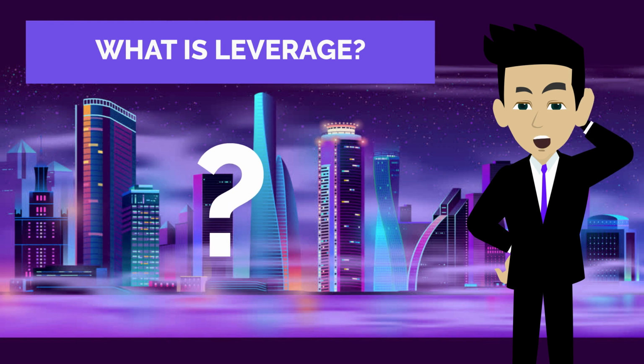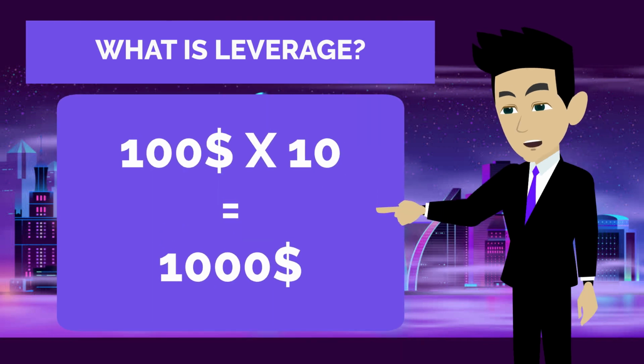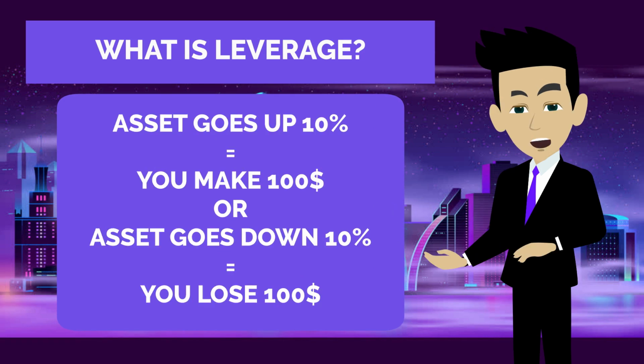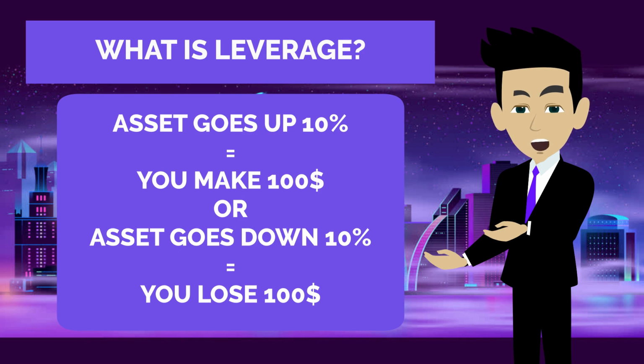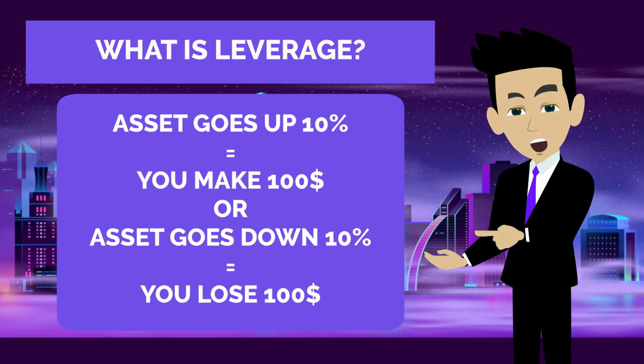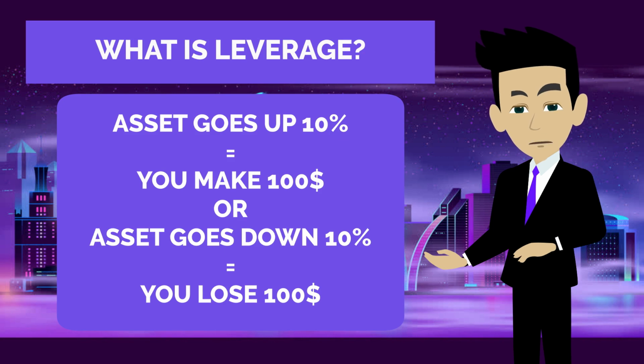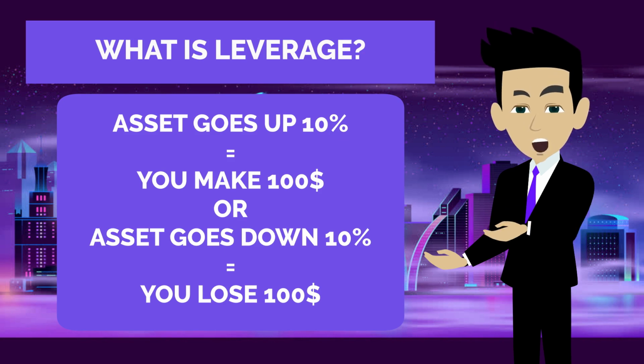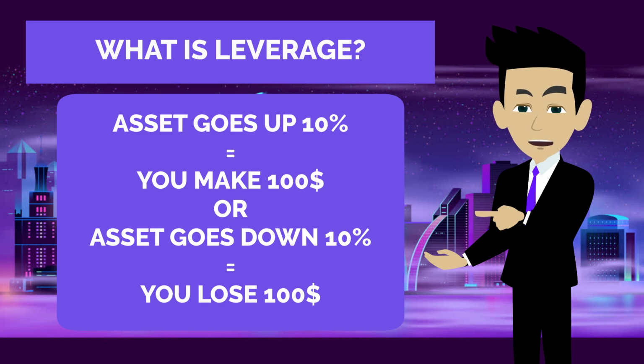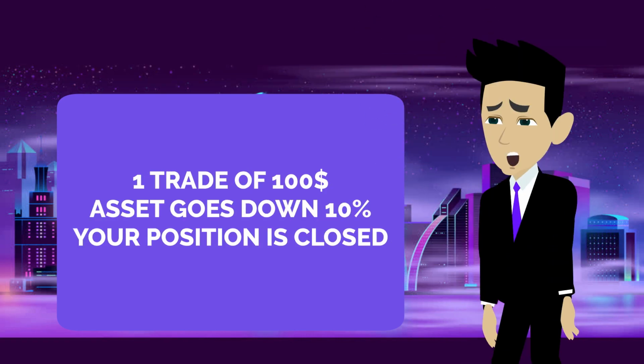So, what is leverage? Imagine you put $100 and take leverage of 10. You are going to trade like you own $1,000, which means everything that happens will happen according to the $1,000. If the asset goes up 10%, you make $100. If the asset goes down 10%, you lose all your $100. Which means if you open one trade on $100 and the asset goes down by 10%, your position will be closed since you lost it.